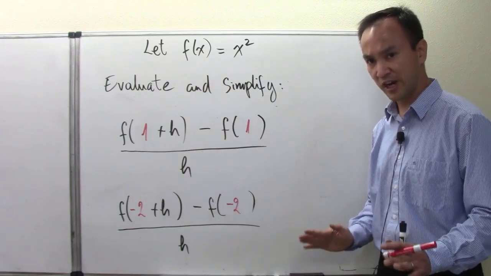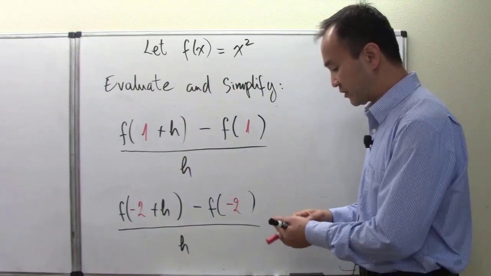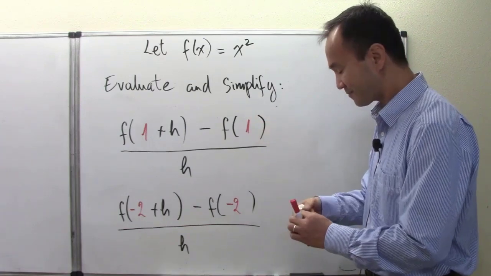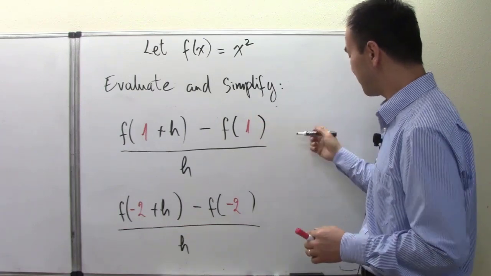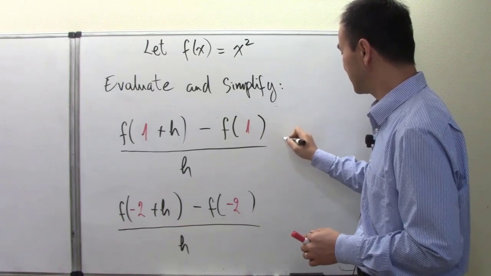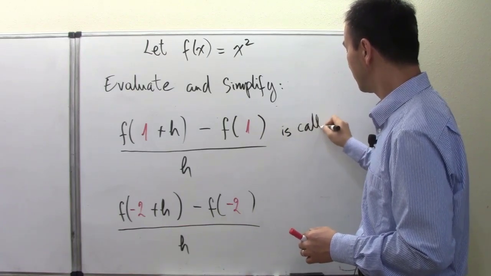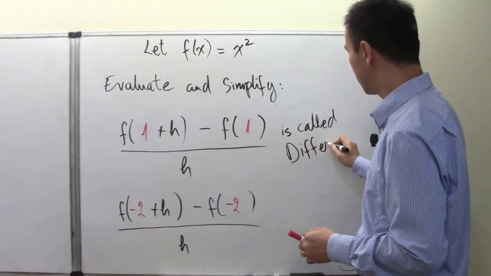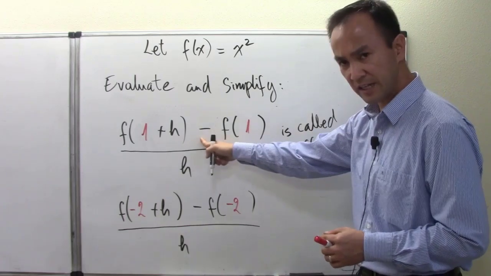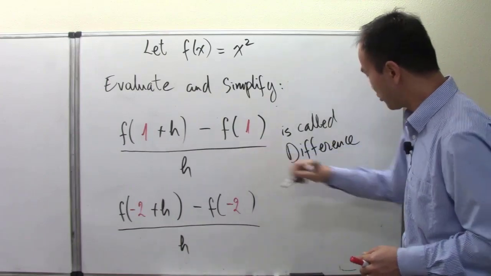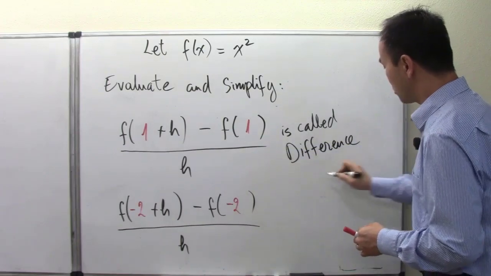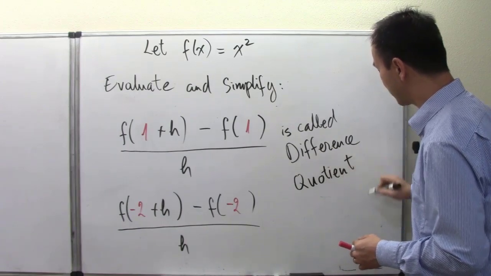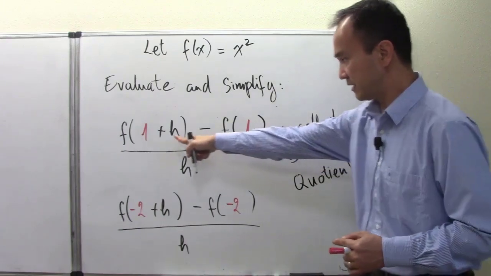And this, ladies and gentlemen, is the reason why I refer to this as, so the first problem here, the formal name for the first problem here is called the difference, because there was that difference. And there was this quotient, so this is called the difference quotient.